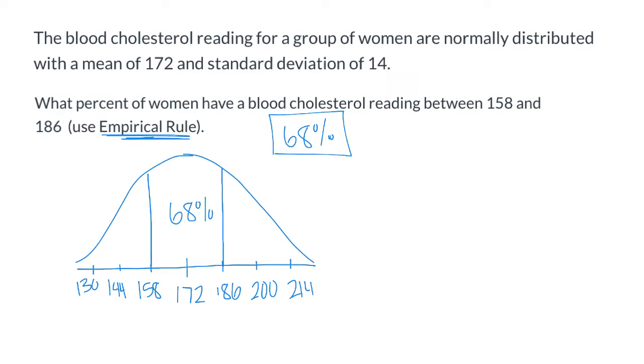If it was 2 standard deviations from the mean, that's always 95% according to the empirical rule, and then 3 standard deviations from the mean in each direction is 99.7%.